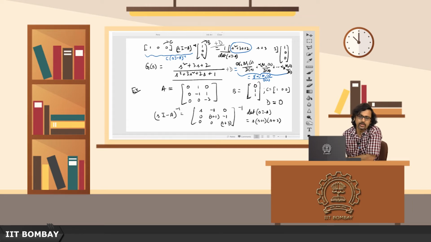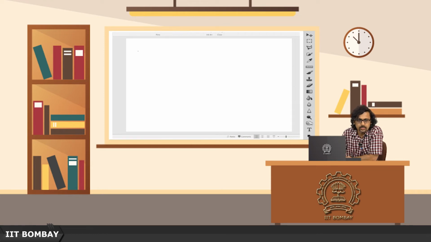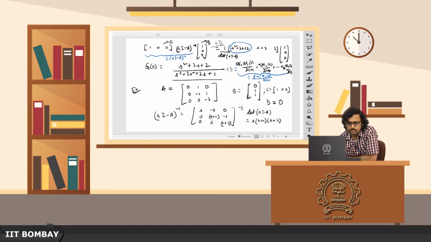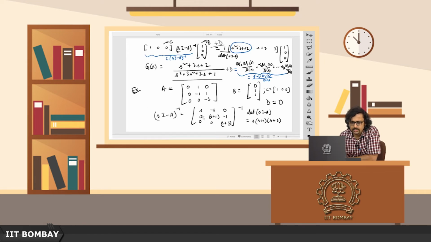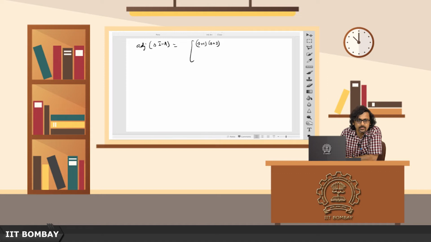Now we have to find this adjugate. So what we need to do is the adjugate of SI minus A. What is this adjugate going to be? For the first term it is going to be just S plus 1 into S plus 3. So let me write that down: S plus 1 into S plus 3. For the second term it is probably going to be 0, for the third term also it is going to be 0, lovely. We have a very nice structure to this, right.